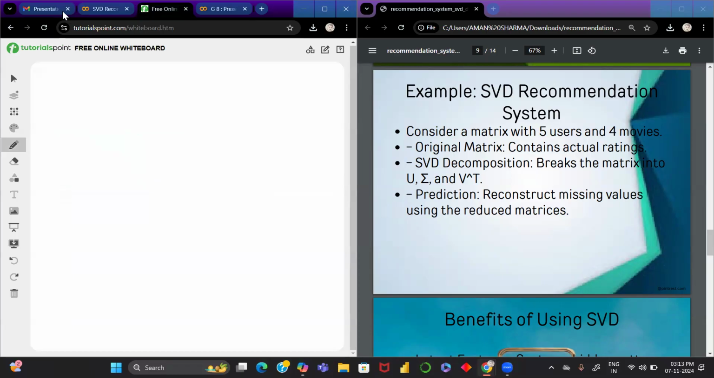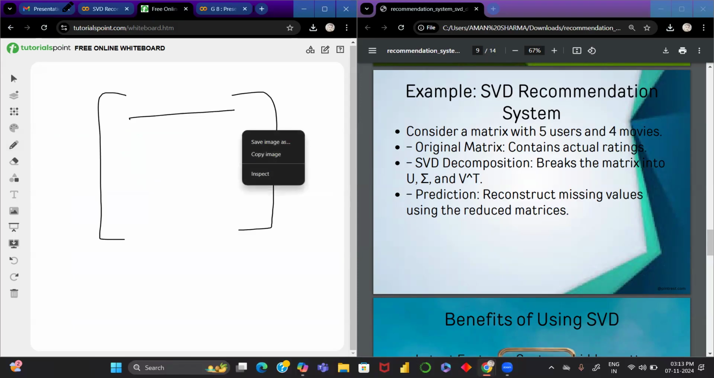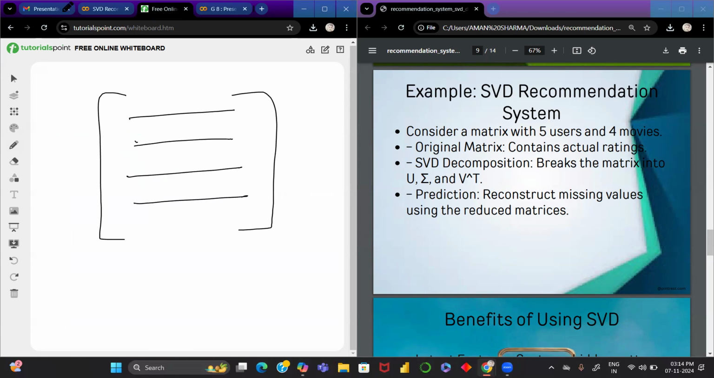So if you consider a matrix, the rows will be mainly users. So this would be user one, user two, user three, and so on. And the columns would be different movies. That is movie one.